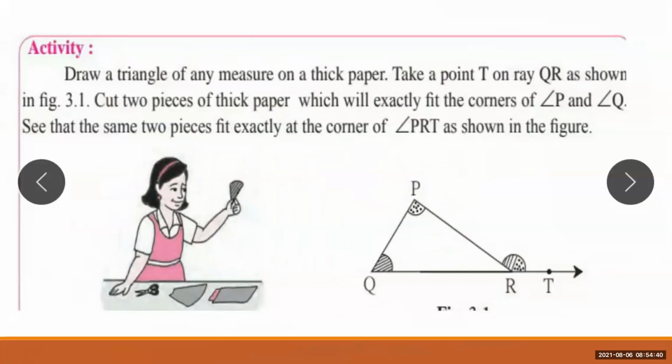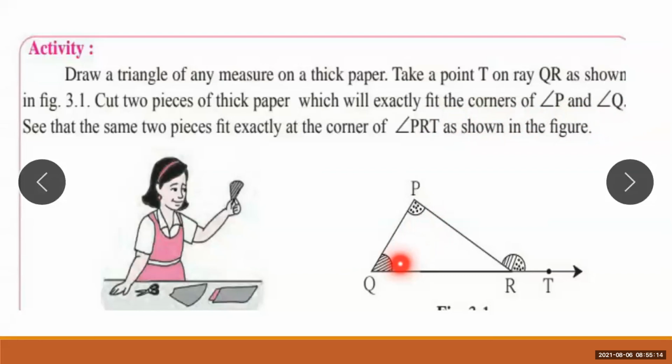Okay, on that part. Then what you have to do? Cut two pieces of thick paper which will exactly fit the corner of angle P and angle Q. Okay. Cut the two pieces from the cardboard, and that will be exactly the shape of angle P and the shape of angle Q. Right? That two cut pieces.